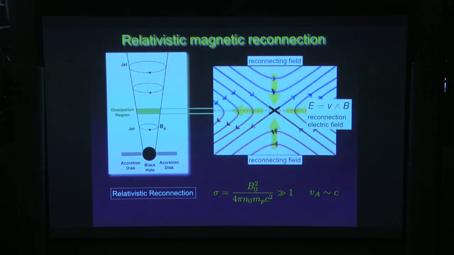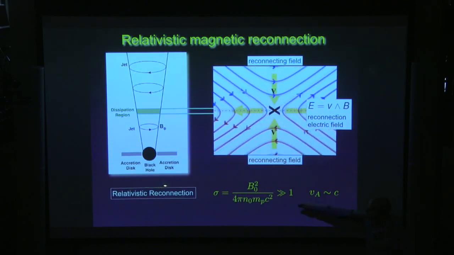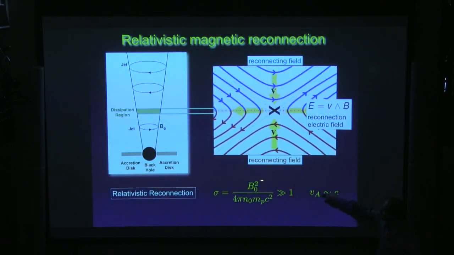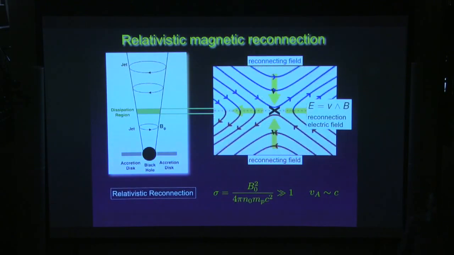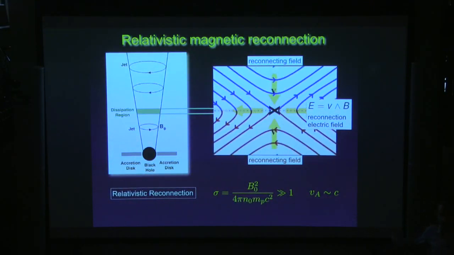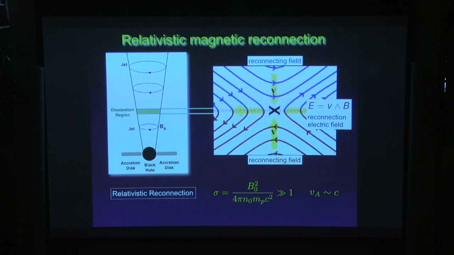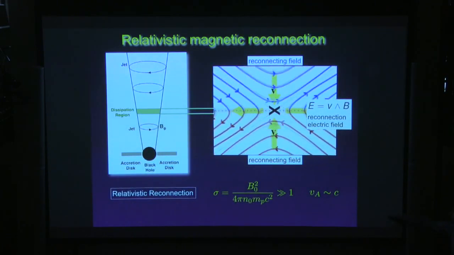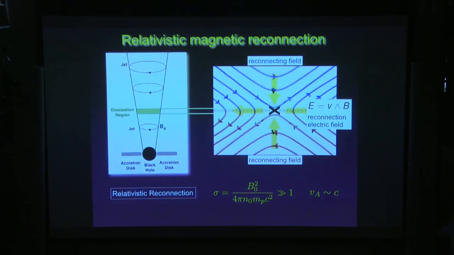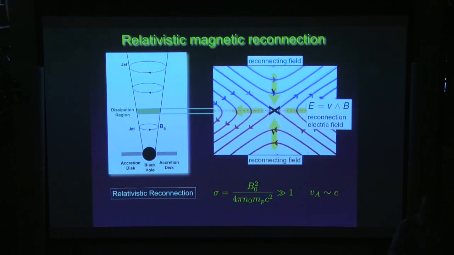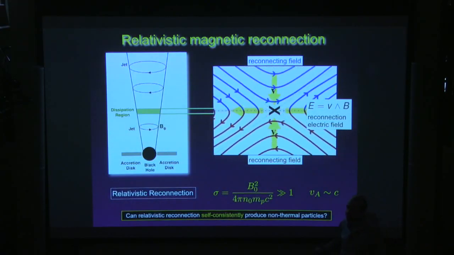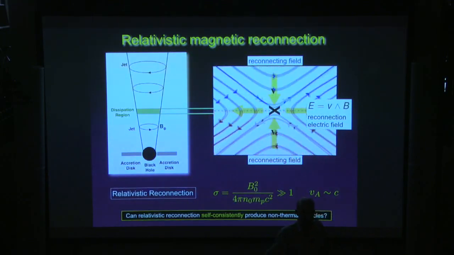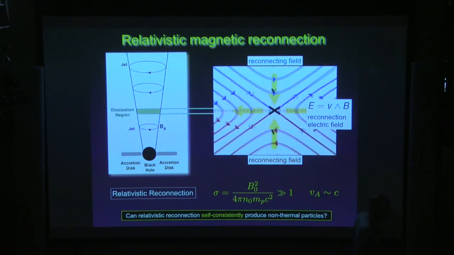The regime of reconnection that I'm interested in is the so-called relativistic reconnection regime, in which the magnetic energy is larger than the rest mass energy of the particles. And this is a configuration that is realistic for blazar jets. Alternatively, the Alfvén speed is roughly equal to the speed of light. And the key question that we are trying to address is whether reconnection in such systems is capable of generating the non-thermal particles and explaining the radiative signatures that we see.